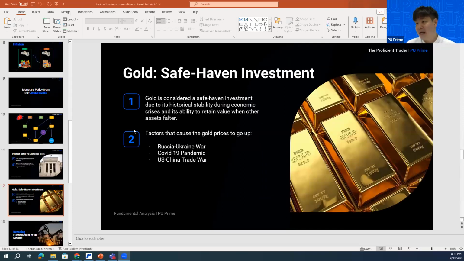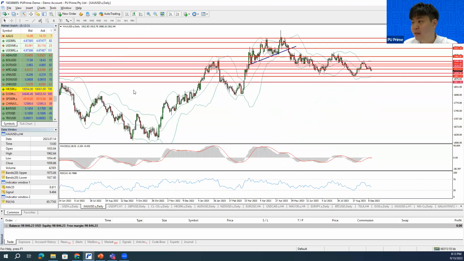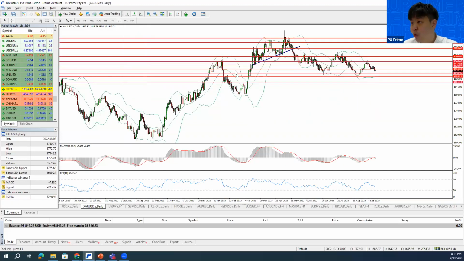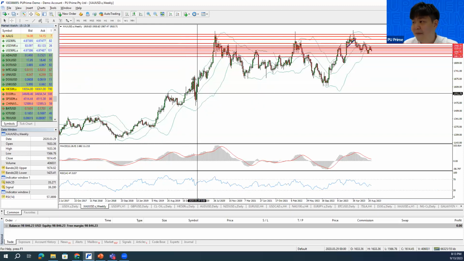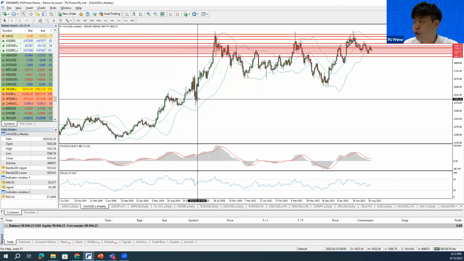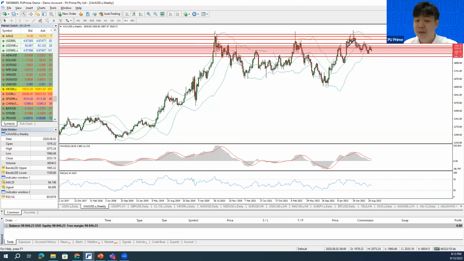So another fundamental for gold is we can understand gold as a safe haven investment. Normally, especially during COVID-19 time, you can notice that COVID-19 actually happened in March 2020. During that time, you can notice the overall chart after the COVID outbreak: the overall trend for the gold market increased from 1005 until around 2000. So this is one of the famous safe haven considerations for the investor.